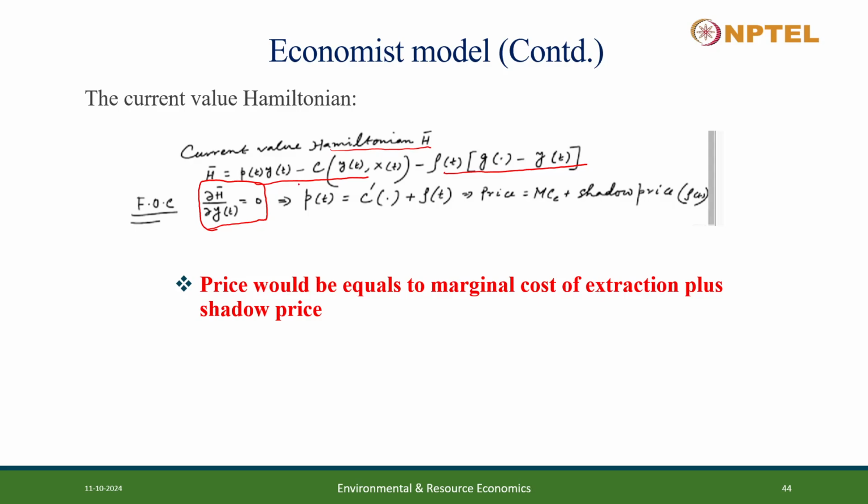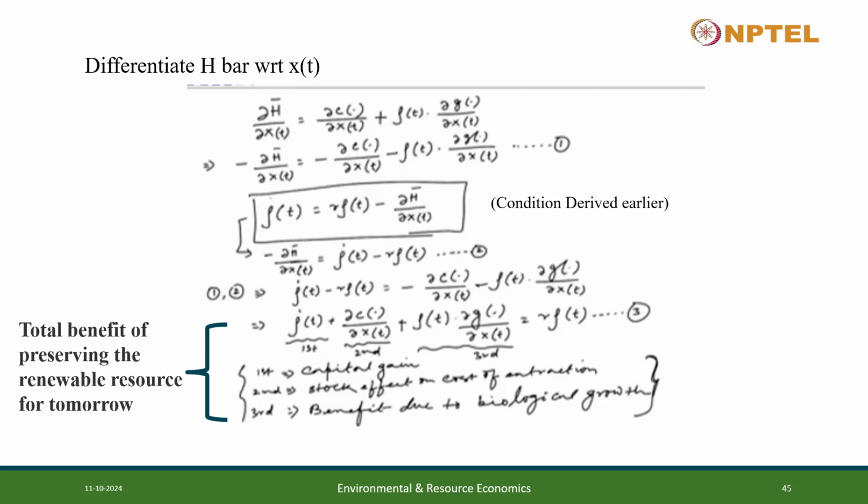Now if you differentiate this equation star with respect to yt, you get that pt is equal to c prime t plus rho t, where c prime t is the marginal cost of extraction and rho t is the shadow price. So price is equal to marginal cost of extraction plus shadow price. Previously we differentiated with respect to yt. Now we differentiate the Hamiltonian with respect to xt, and we get the change in cost with respect to xt plus rho times the change in g with respect to xt.